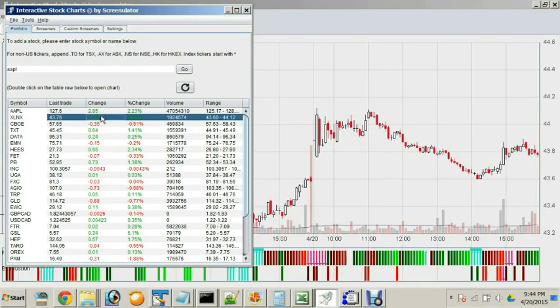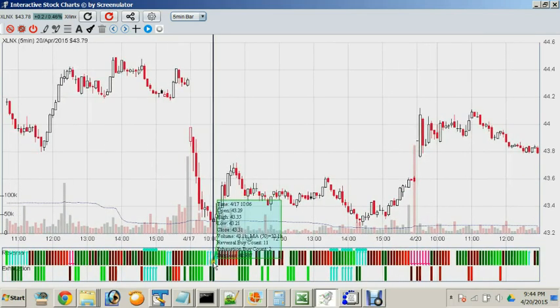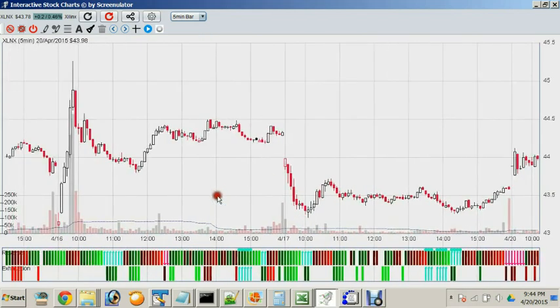Another example, Xilinx, also showed up on my TR screener list. You see how all the blue arrows pinpoint very close to the bottom of the trend reversal. This one, even after 3 o'clock.